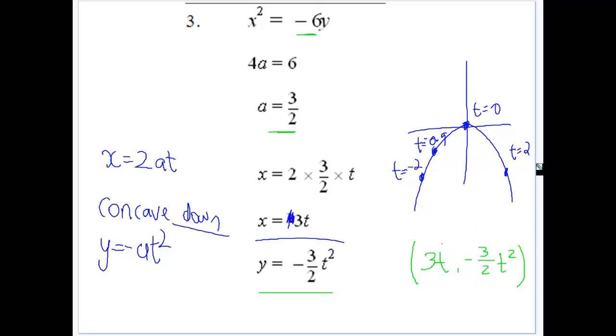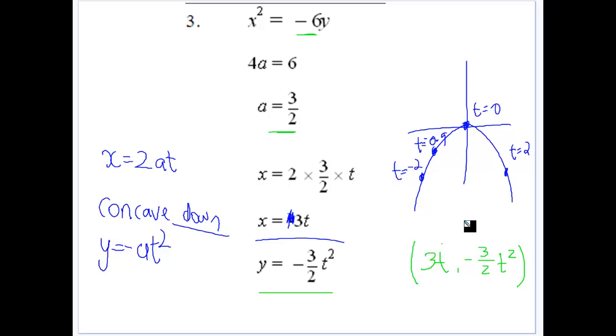That would be on both sides, the positive side and negative side, no matter what values of t we take. And then we get negative values for t squared. So that's going to put it down there. So it's going to give us negative y values. So that's where we're going to get.